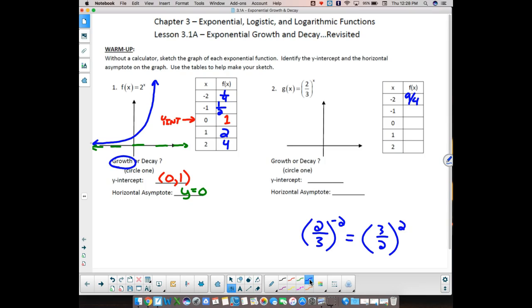2/3 to the -1 power: 3/2. 2/3 to the 0 power: 1. 2/3 to the 1st power: 2/3. 2/3 squared: 4/9.